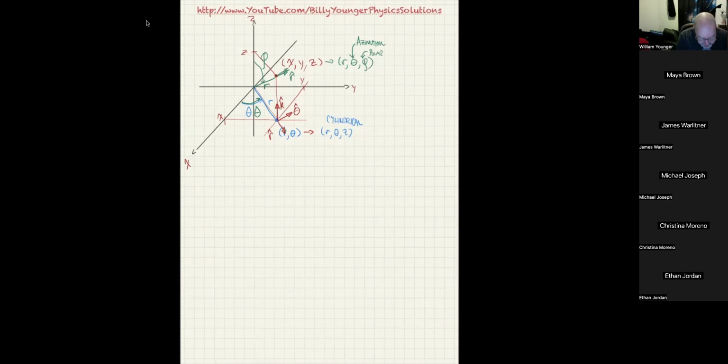So this one would actually be hard to see in this angle, and that would be the theta hat. But then the phi hat would be perpendicular to the r hat and points in the direction of increasing phi. So it would look like that. So that's actually what the unit vectors look like in the system.